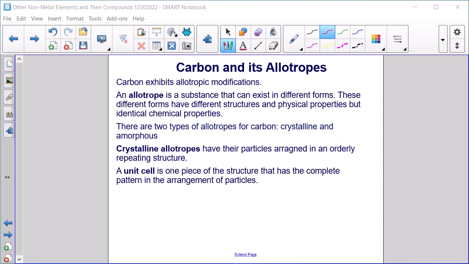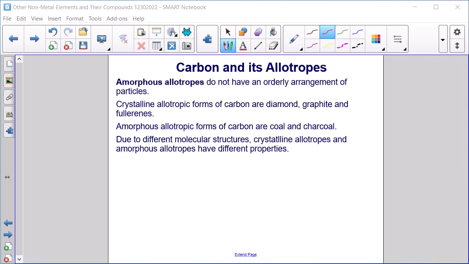Carbon and its allotropes. Carbon exhibits allotropic modifications. An allotrope is a substance that can exist in different forms. These different forms have different structures and physical properties, but identical chemical properties. There are 2 types of allotropes for carbon: crystalline and amorphous. Crystalline allotropes have their particles arranged in an orderly, repeating structure. A unit cell is one piece of the structure that has the complete pattern in the arrangement of particles.